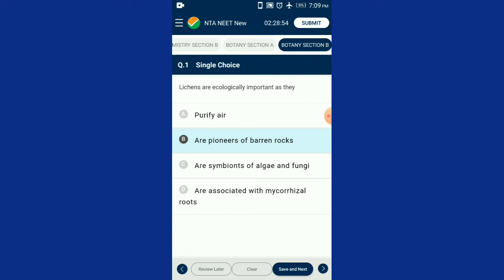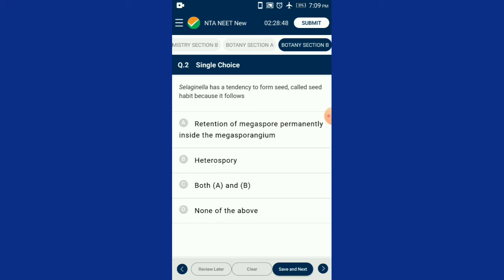Question number 2. Selaginella has a tendency to form seeds, called seed habit, because it follows. Selaginella shows several adaptations required to produce a seed, collectively called the seed habit of Selaginella. These are the presence of heterospory, retention of megaspores inside the megasporangium in Selaginella apoda and Selaginella rupestris, formation of 2 types of gametophytes, etc. So the answer is option C, both A and B.